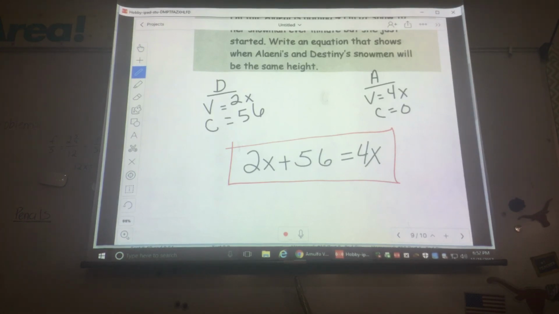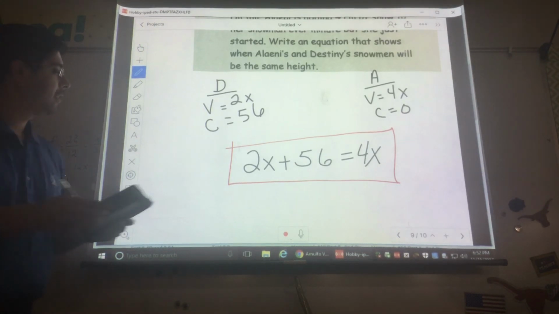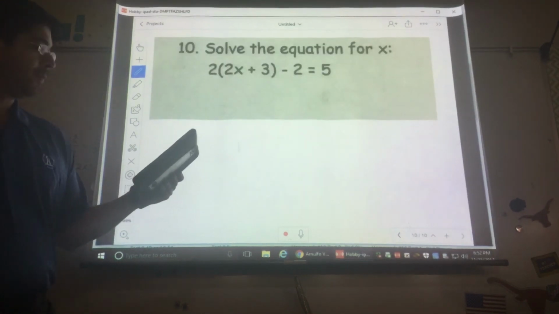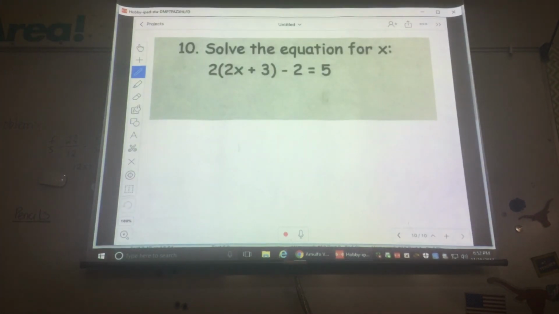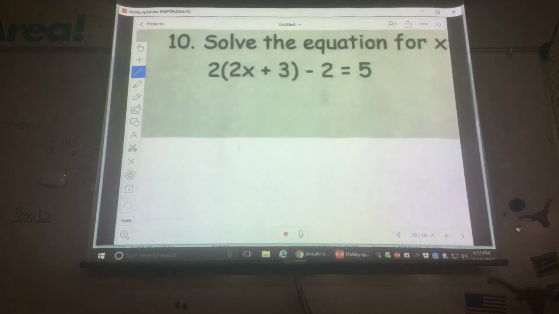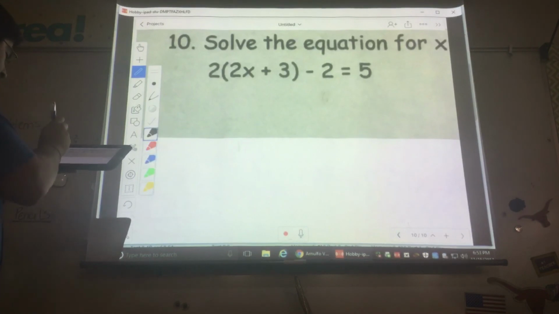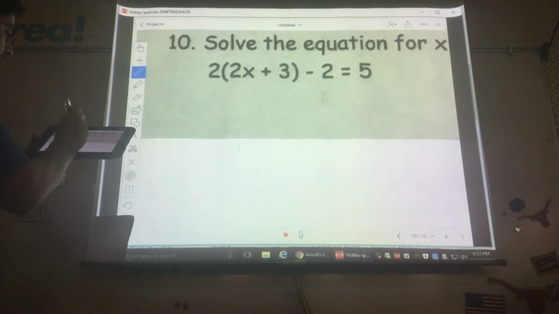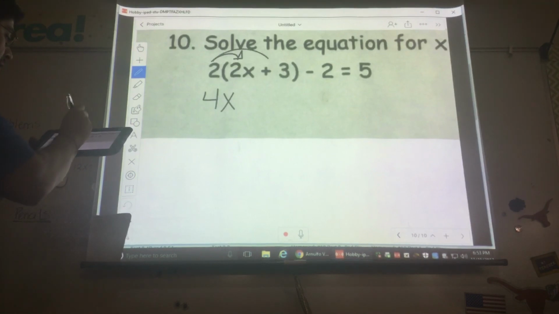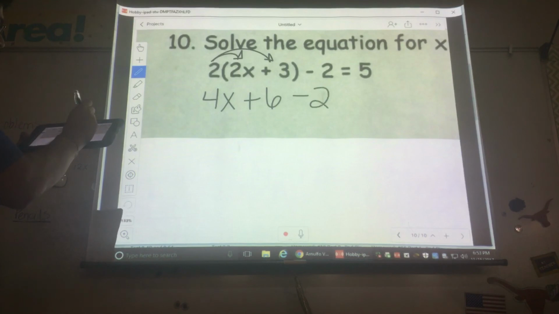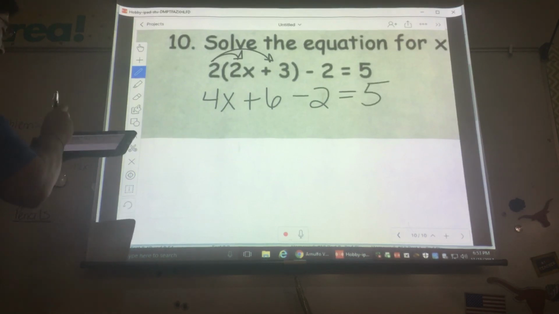So we need to hurry up on this last one. All right. Okay, number 10. Solve the equation for x. Okay, so solving for x, we need to distribute this that's in here first. So we have 2 times 2x, which will be 4x, and then 2 times positive 3, which will be plus 6. We still have the minus 2, and then that equals 5.